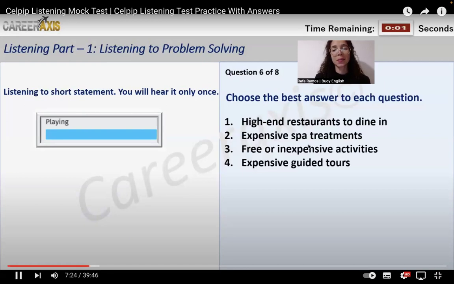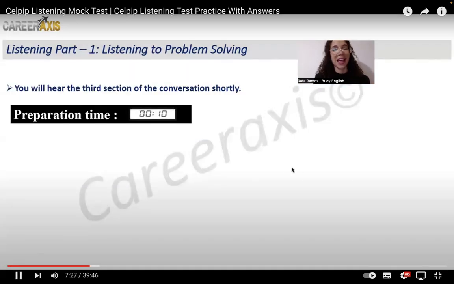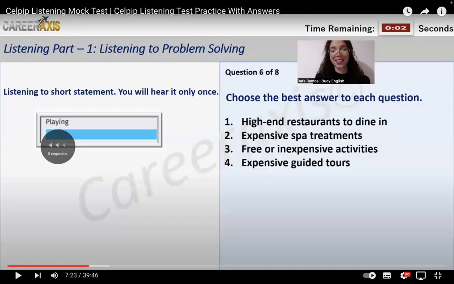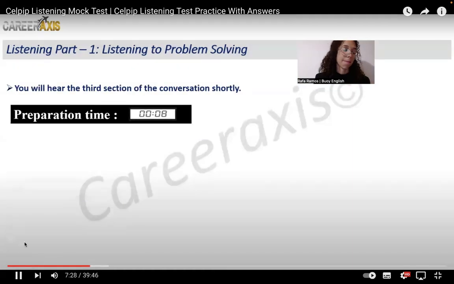Free or inexpensive activities. So it's pretty easy, yeah? Everything is the opposite, but number 3, free or inexpensive activities. Inexpensive is the opposite of expensive, cheap, right? Let's take a look at question 7. At section 3, sorry. You will hear the third section of the conversation shortly. Remember to take notes.